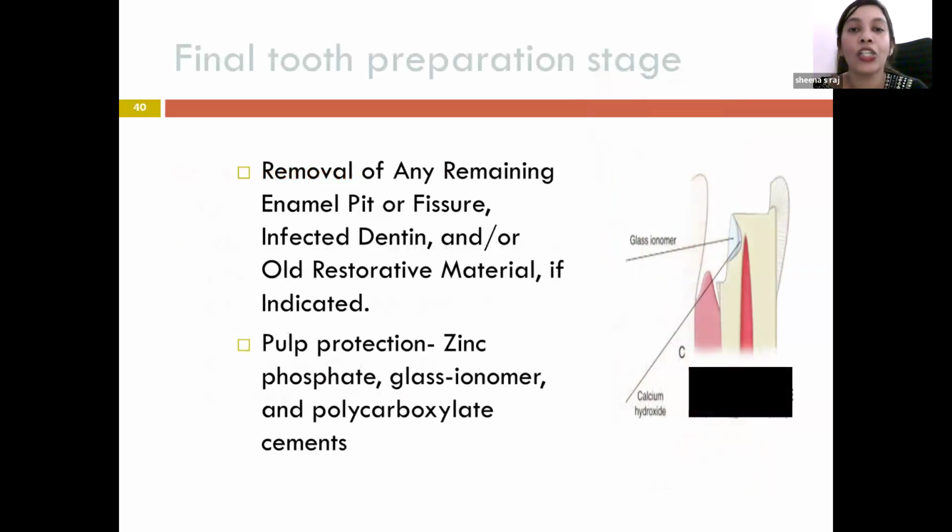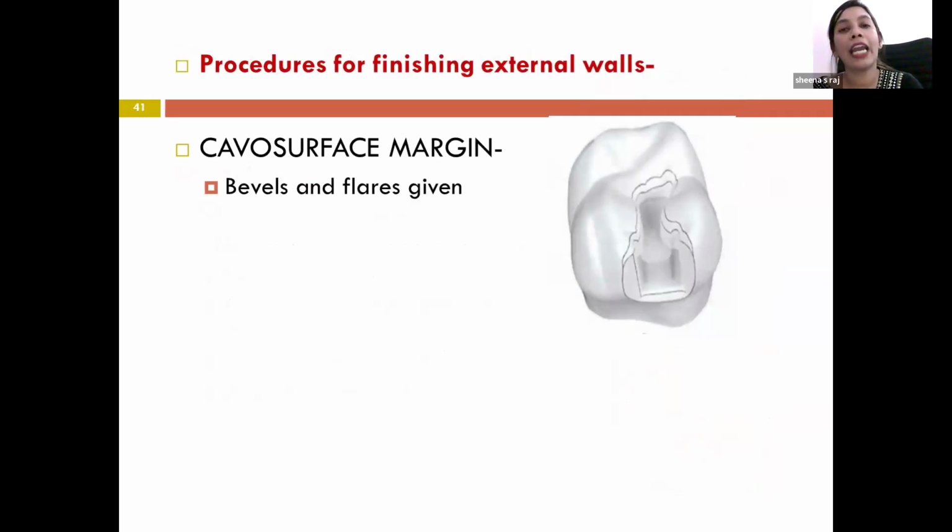So the final preparation stage, as we have already studied in amalgam, is the removal of the pit and fissure and all the old restorative material. If the pulp is not protected, we have to give pulp protection agents like zinc phosphate, GICs, polycarboxylate, etc. And the cavosurface margin will be discussed in the coming slides.